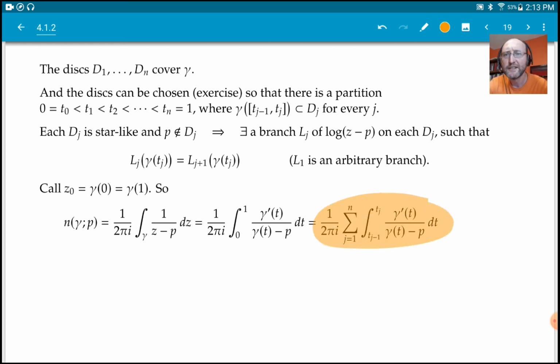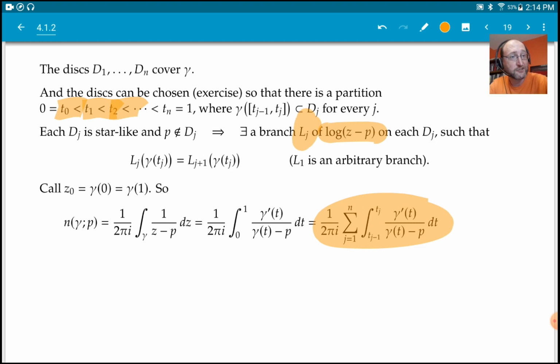compute. Basically, what I do is I split it up into first an integral from t0 to t1, and then from t1 to t2, and then from t2 to t3, and so on. So I split it up into a bunch of smaller integrals. And the point is that over here, gamma of t for t between t(j-1) and tj is always in the jth disk, and there I have a branch of log of z minus p, namely Lj.